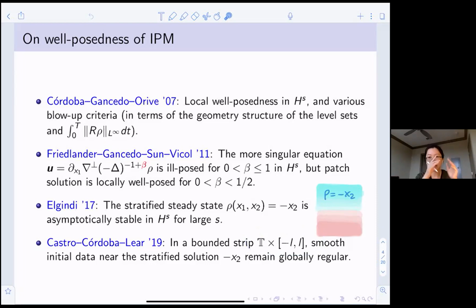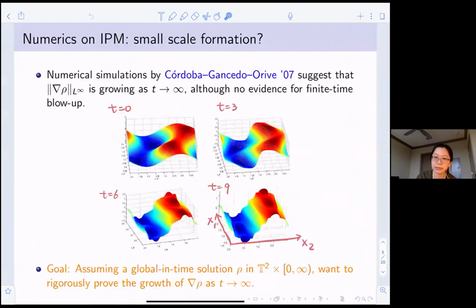in the bounded strip where it is periodic in the x1 direction but has a top and bottom boundary in the x2 direction, Castro, Cordova, and Lear proved that. So again, near this stratified solution, which intuitively we would expect to be stable, they proved that smooth initial data near this solution is globally regular for the Sobolev space H10 or above. So that is the previous local well-posedness theory.